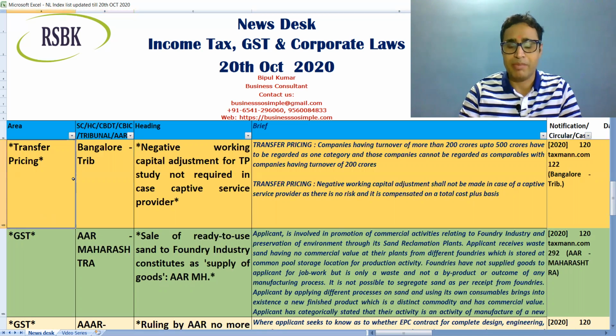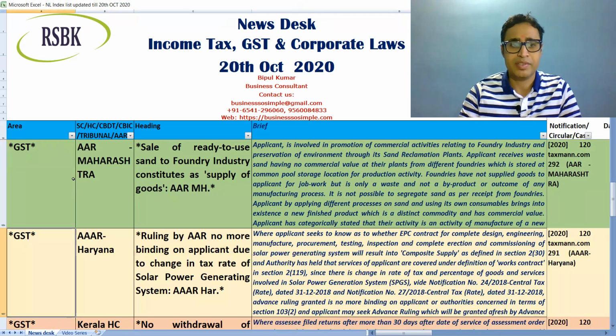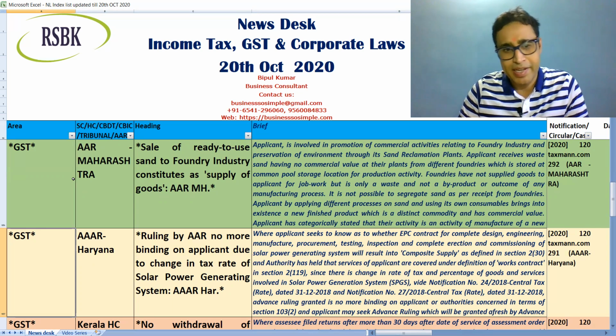Let's cover updates on GST. Advance Authority Ruling, Maharashtra: sale of ready-to-use sand to the foundry industry constitutes a supply of goods. It's just given here.